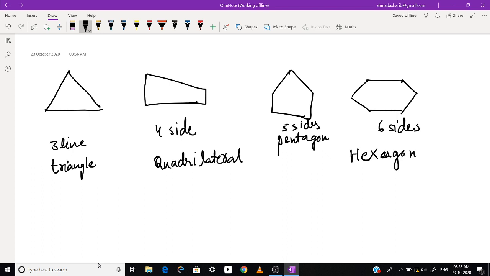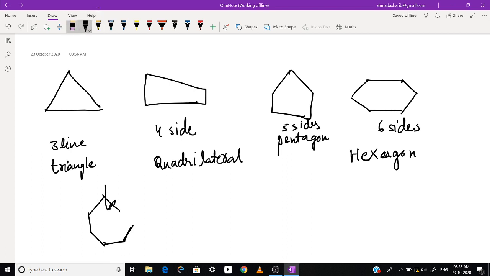Hexagon. Okay, now 7 sides. If a figure, a closed figure, has 1, 2, 3, 4, 5, 6 and 7. Okay, so this is wrong. Let me draw it again. A hexagon. 1, 2, 3, 4, 5, 6, 7. Okay, or like this, 6, 7. So this is a hexagon now.